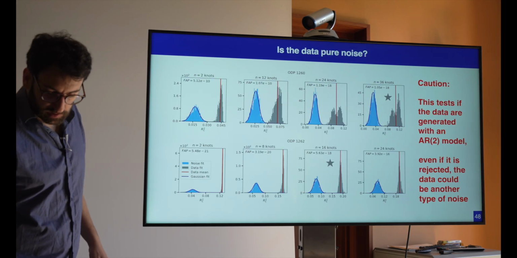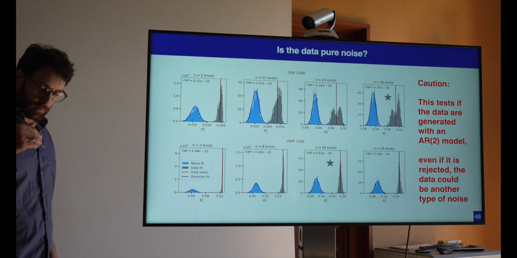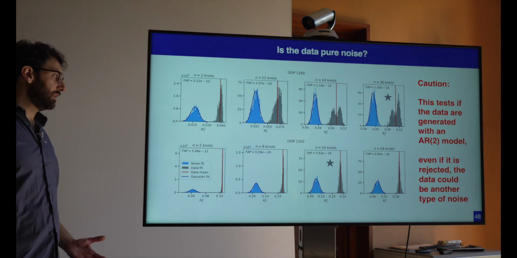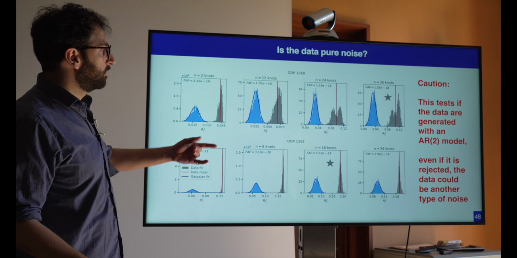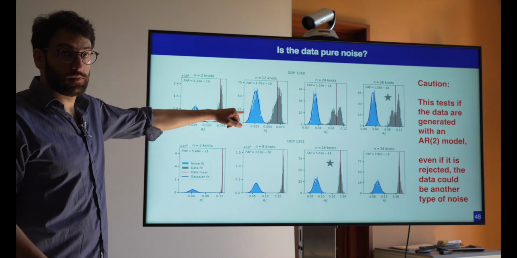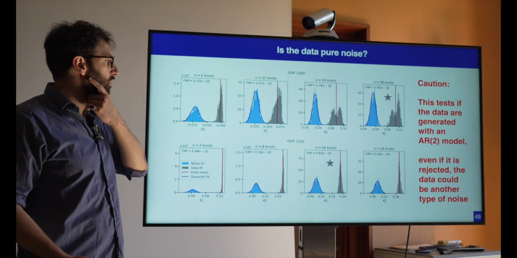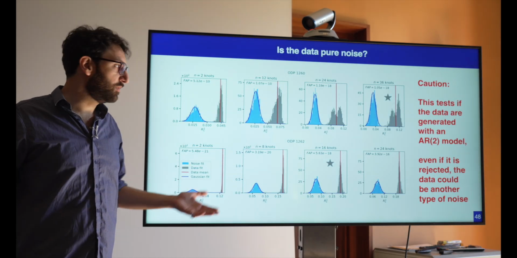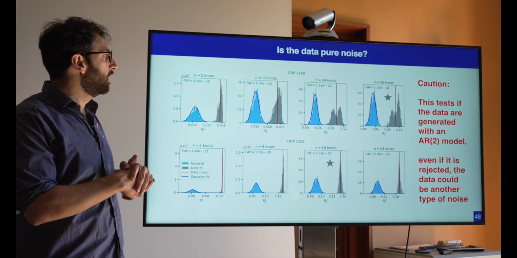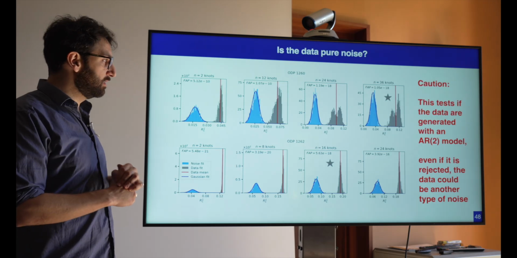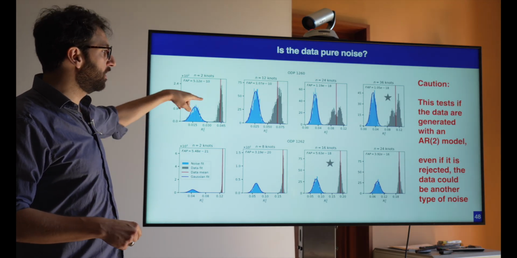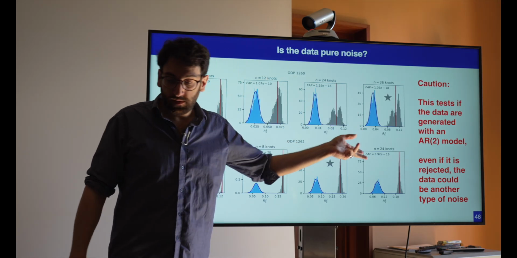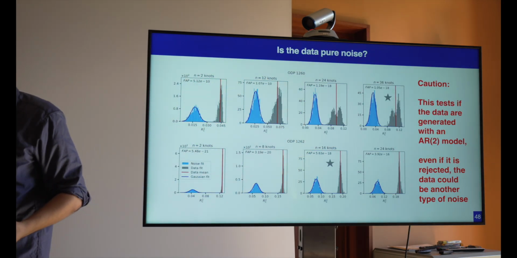And the second question is, should we believe that there is an astronomical signal? In that case, you also have a test in AstroGeoFit, but keep in mind, as we've said abundantly at this point, that the null hypothesis here is that the data were generated with an autoregressive model of order 2. And even if it's rejected, the data could be another type of noise.